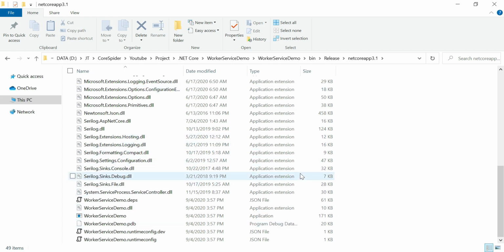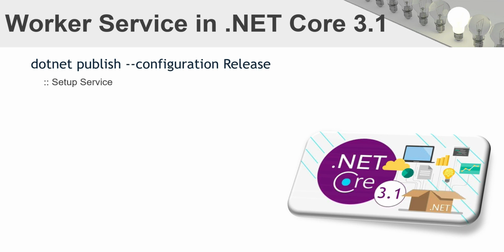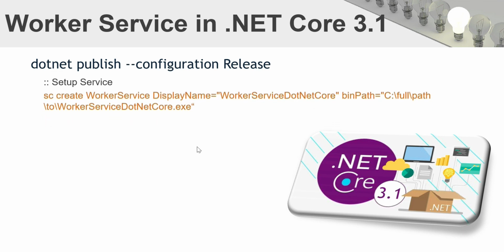So we need to configure this using the command prompt. To configure the worker service, we need some commands. The commands are, to set up the service, we create the command as sc, for service, create, then the service name, display name is optional, then binPath. Wherever our bin path is, suppose it is on the C drive, the full path is the .NET Core App 3.1 release folder, then your service name .exe.